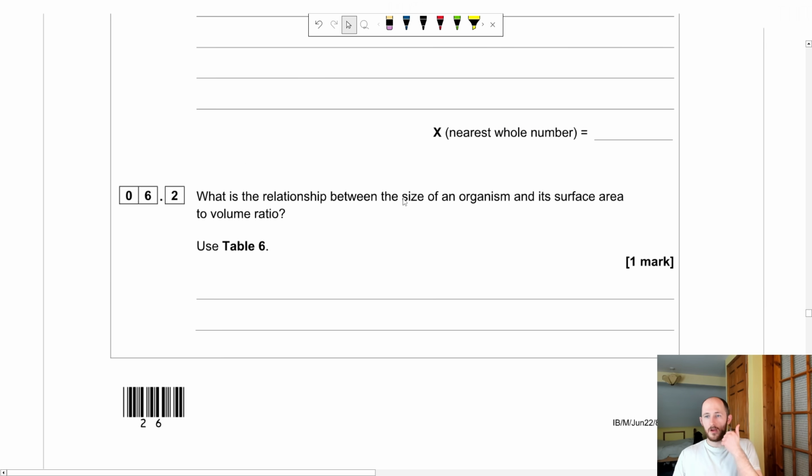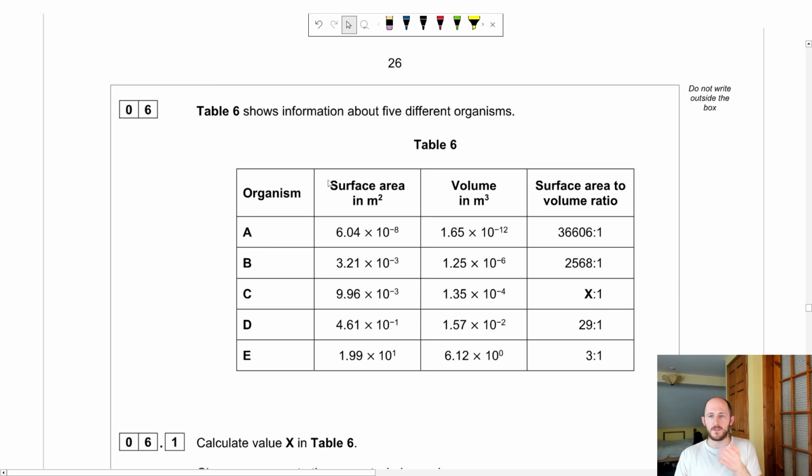One, think about what size is. When I think of size, if I think of a 3D shape, I do think volume. So if something's bigger, it takes up more space. What is the mathematical term for the space a 3D object takes? It's the volume.